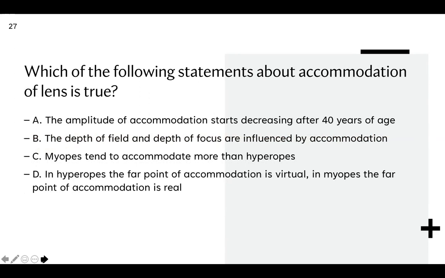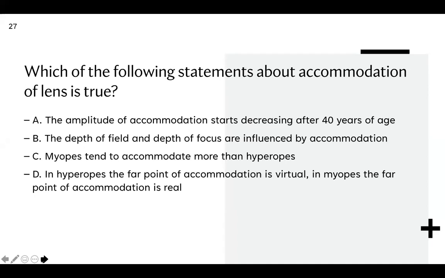Again, let us start the timer after I've read the options. Which of the following statements about accommodation of the lens is true? A, the amplitude of accommodation starts decreasing after 40 years of age. B, the depth of field and depth of focus are influenced by accommodation. C, myopes tend to accommodate more than hypermetropes. And D, in hypermetropes, the far point of accommodation is virtual, whereas in myopes, the far point of accommodation is real. Again, mark the true statement of the four.